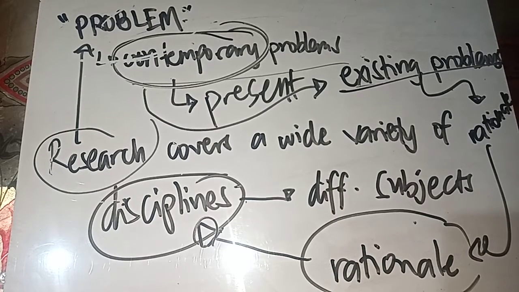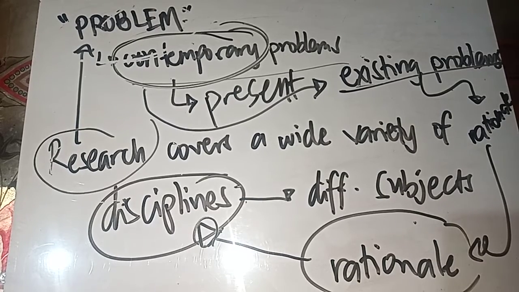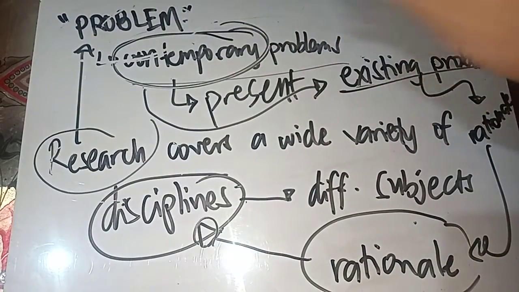For example, in sciences, we have problems relating to earth sciences, chemistry, physics, whatsoever. In mathematics, we have problems derived from statistics, derived from trigonometric analysis. In the field of linguistics, we have different problems like communication barriers, etc. So that is why research revolves on the problem.